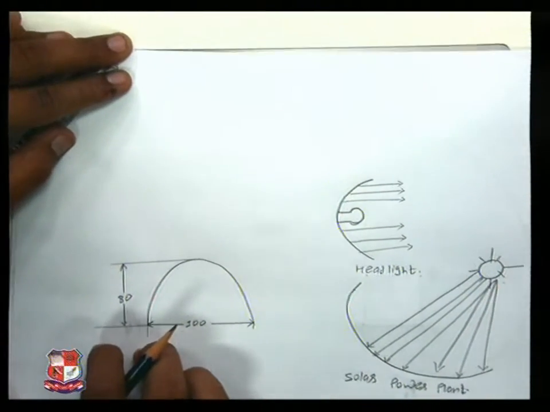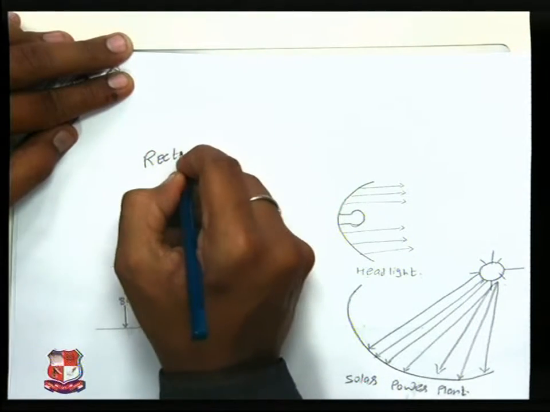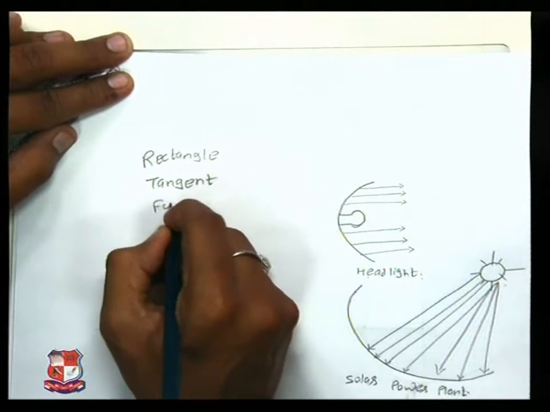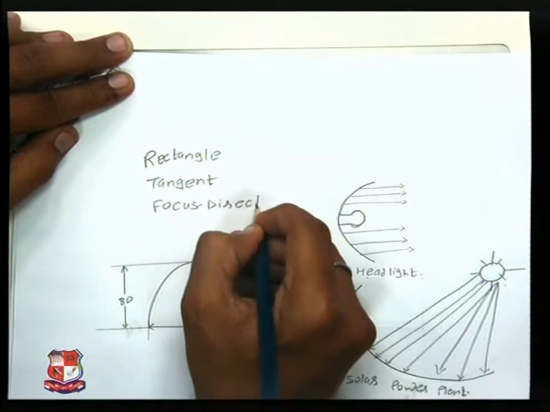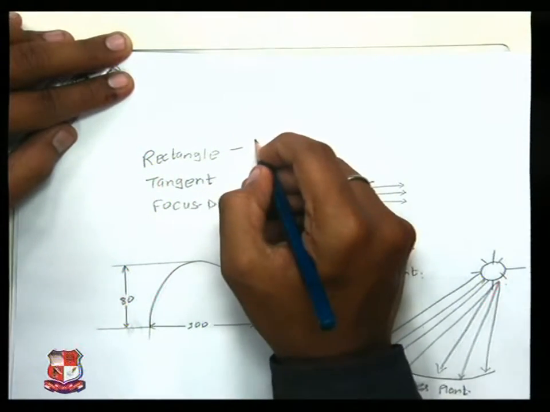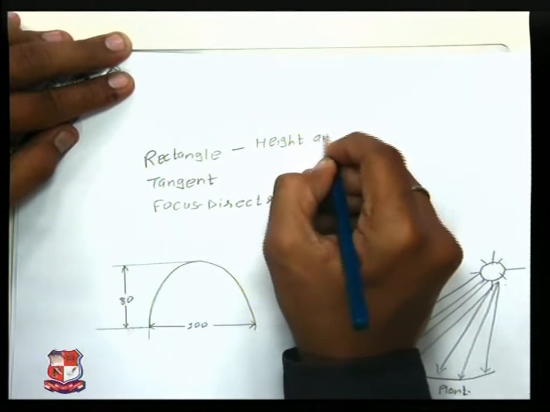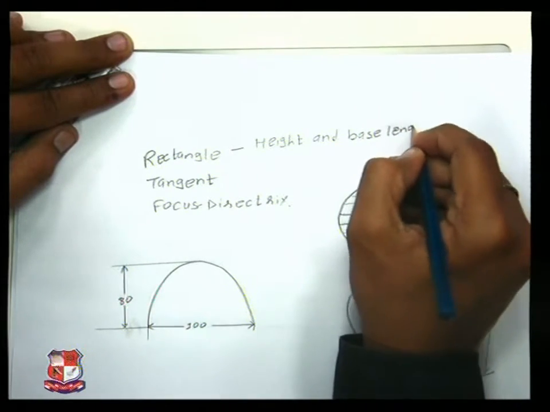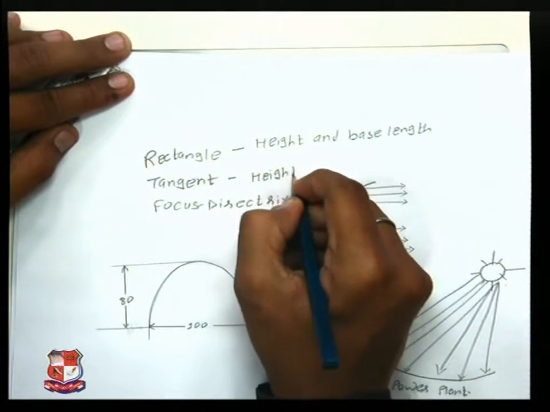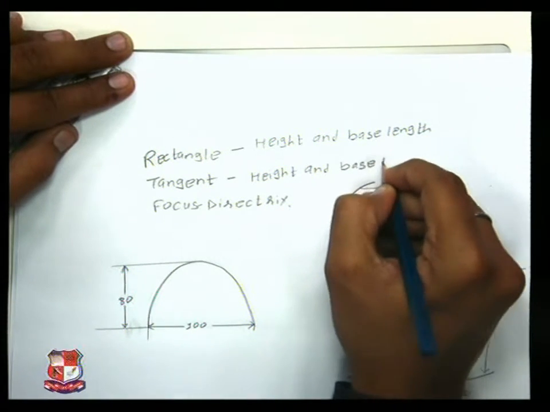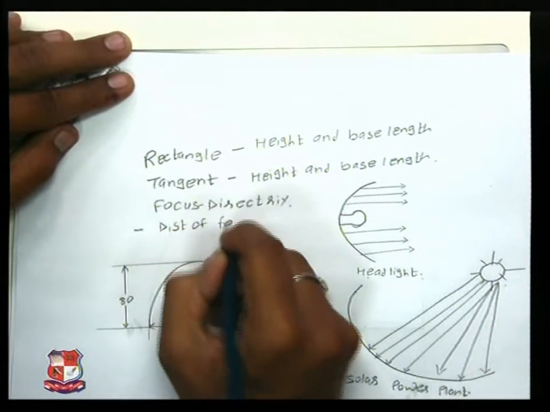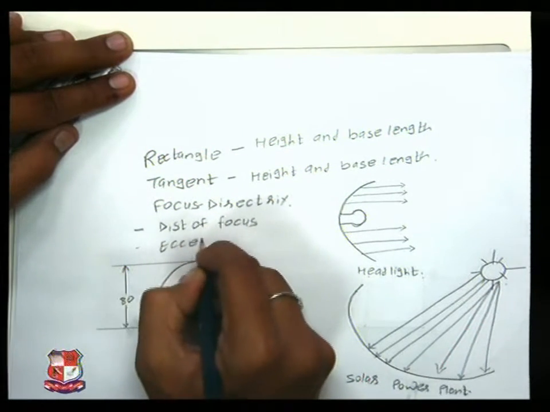Which methods are used to draw the parabola? Rectangle method, tangent method, and focus directrix method. These three methods are there. In the rectangle method, we require height and base length. In tangent also the same, height and base length. And in focus directrix, the distance of focus and the eccentricity ratio.